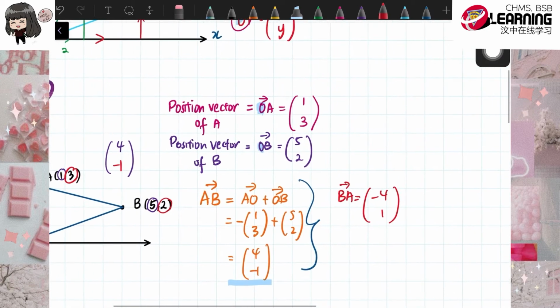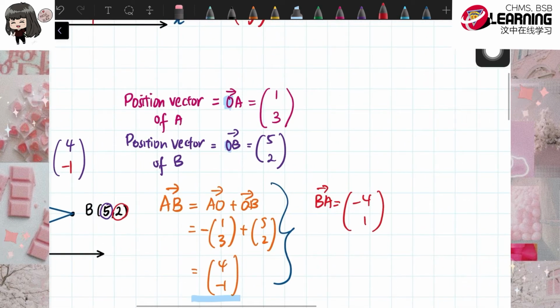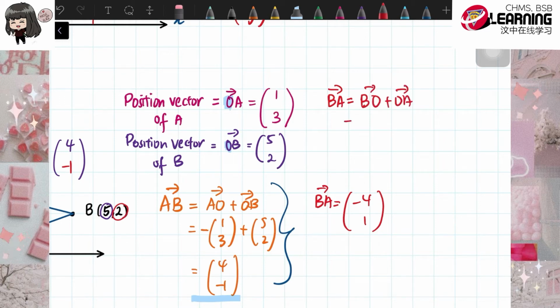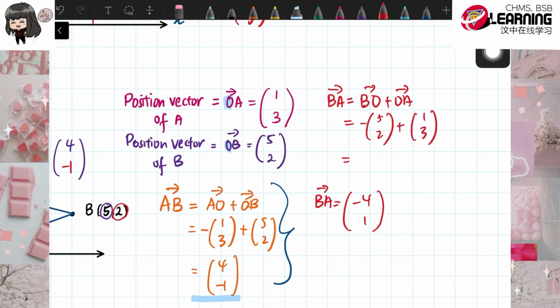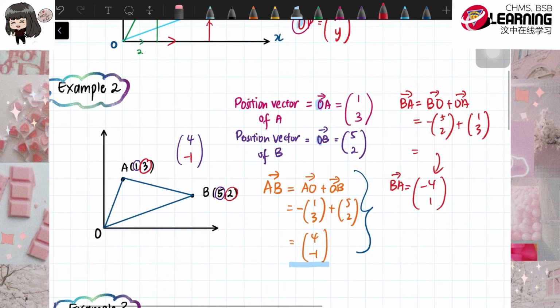Okay, what if you are doing it in the vector method? Vector method, BA is BO plus OA. How do I get this answer? I use the vector method. So BO is negative of (5, 2), negative because of the opposite direction of OB. Plus OA, OA is (1, 3). Then you will get the same answer as this. So as simple as that.